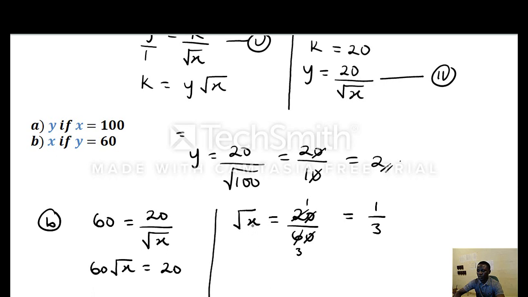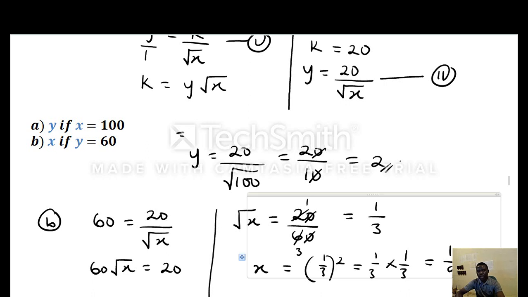Now for us to make x the subject of the formula, we are going to square both sides, and when you square both sides, you are going to have on the left hand side x is equal to 1 over 3 squared, and this is going to be 1 over 3 times 1 over 3, and 1 over 3 times 1 over 3 is 1 over 9, so that x is 1 over 9 when y is 60.